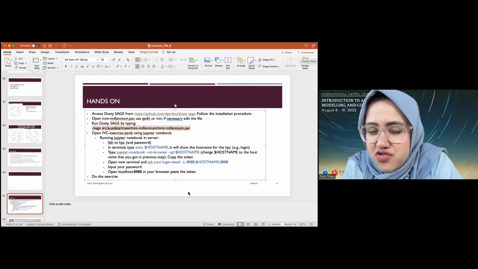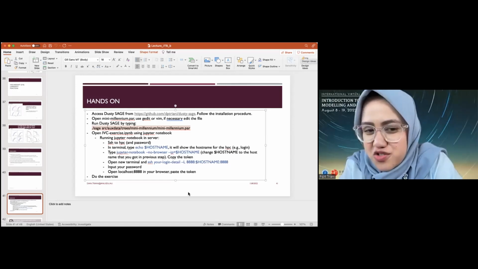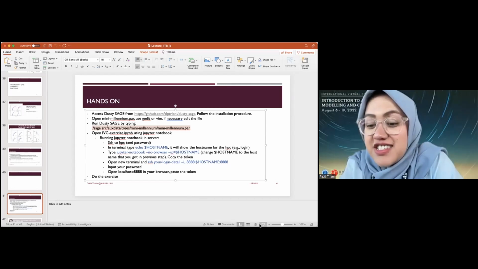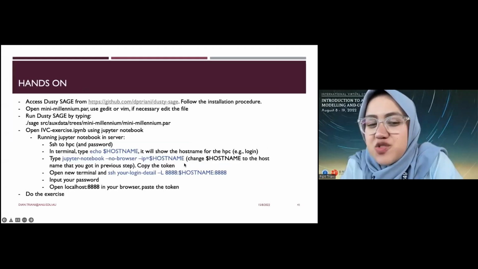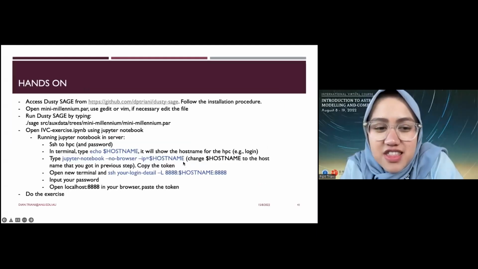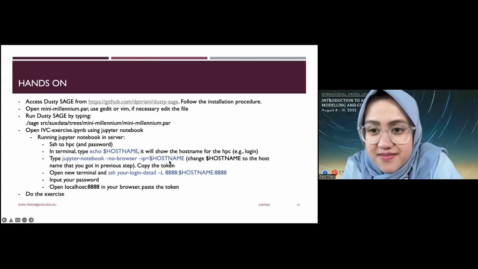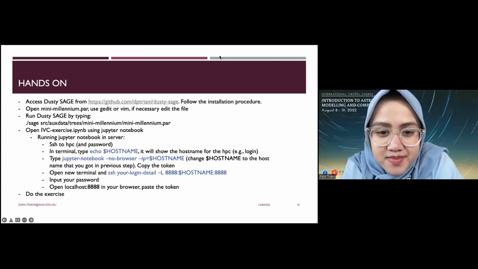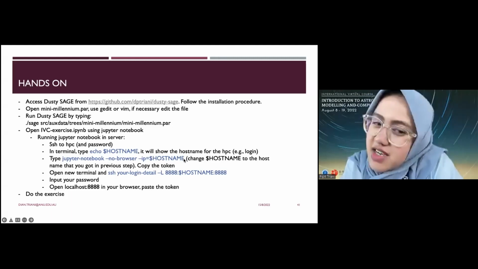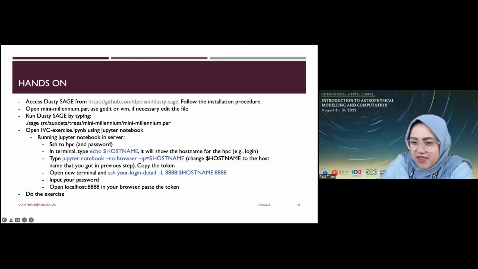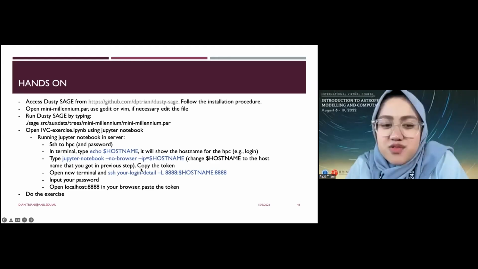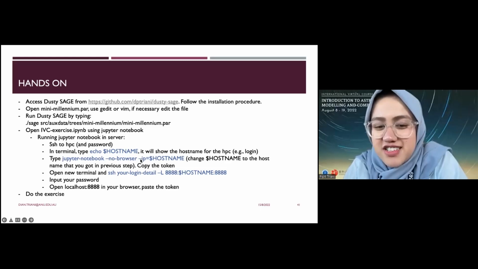Yeah, and if you want to open the Jupyter Notebook in the HPC, then you can do this. Okay, it's running. That's very good. Awesome. And I think the host name in the HPC is login only. So this is two dash, okay? So dash dash and dash dash.